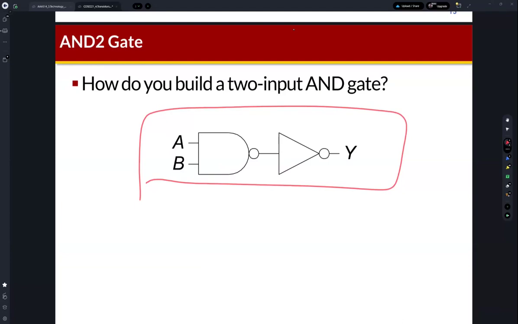So in order to build an AND gate using a CMOS circuit, we need to first build a NAND gate, and then the output of the NAND gate is connected to the input of a NOT gate. Then Y becomes the AND gate. So we cannot directly build an AND gate using a CMOS circuit, right? We need to build the AND gate using a NAND gate plus a NOT gate.